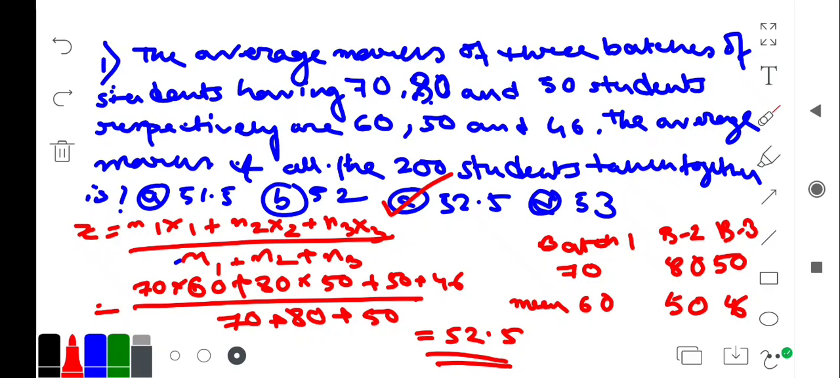So total, that is average of the 200 students, that is total students have the average equal to (n1 x1 plus n2 x2 plus n3 x3) by (n1 plus n2 plus n3). So equal to 70 into 60 plus 80 into 50 plus 50 into 46 by 70 plus 80 plus 50, that is equal to 52.5. Okay, next, option C is the correct option, that is 52.5. Okay, now next one.